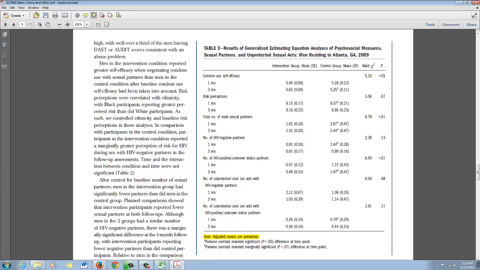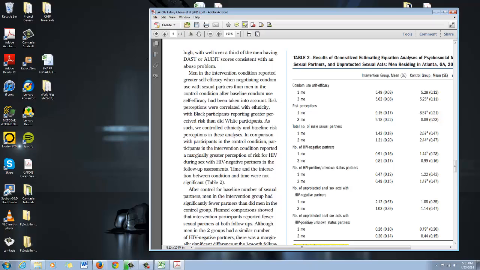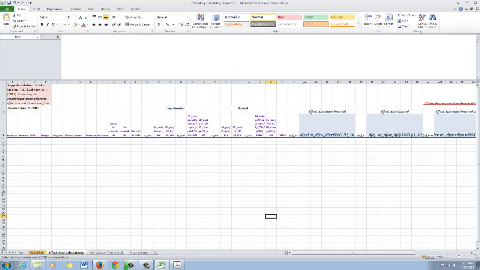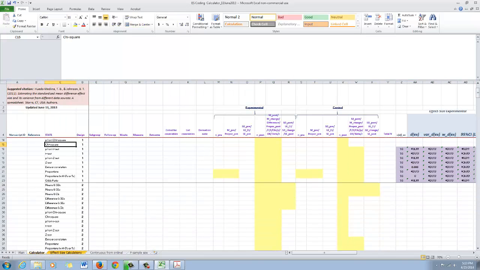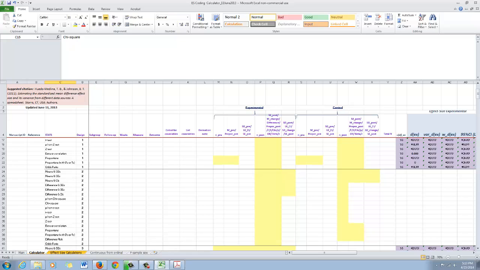So for this example, we're going to compare the intervention to the control group on economy self-efficacy. And first we're going to do the 1-month follow-up, and then we're going to do the 3-month follow-up. So we're going to minimize here for a minute, open up this, and like I said, we're going to want to do 2 things when we look at a study. We're going to want to recognize what's the statistics being reported and what is the design being reported.